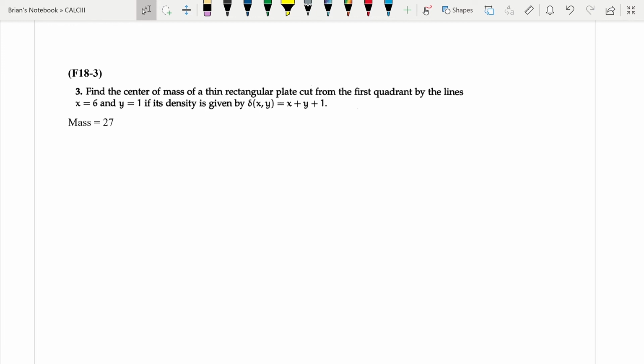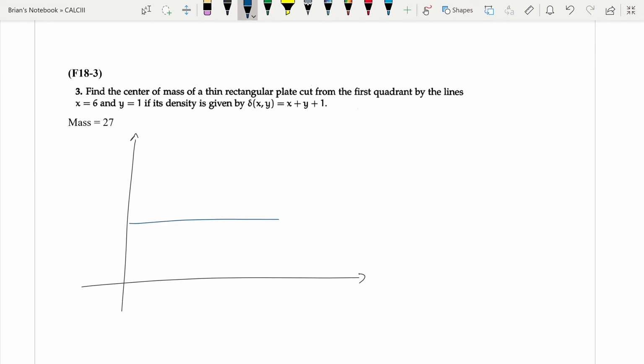But the mass is equal to 27, if we look at it. It's a thin rectangular plate in the first quadrant, so the lines x is equal to 6, and y is equal to 1. So it's really just like a big rectangle like this. This is 6, 0. This is like 6, 1. This is 1, comma 0, and this is 0, comma 0. And it says if its density is given by that density function, find the center of mass.